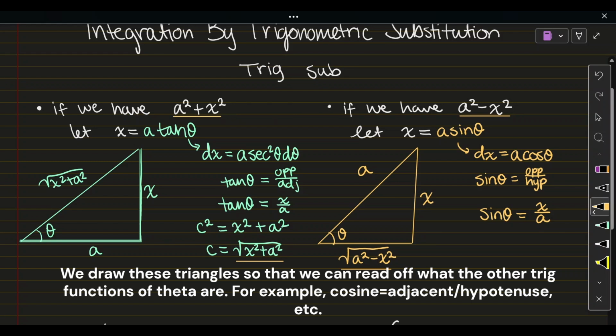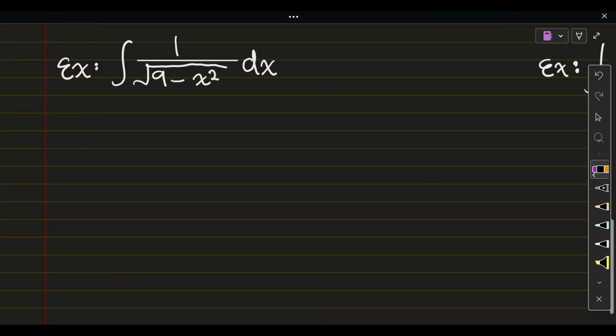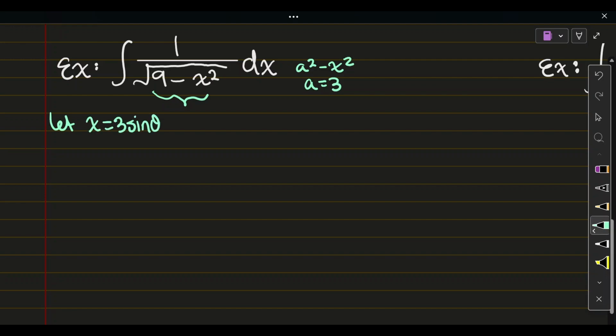So let's apply these facts to some integrals to see why trigonometric substitution is useful. Looking at this first example, I have the integral of 1 over the square root of 9 minus x squared. So what I have inside the square root, the radicand, looks like a squared minus x squared. And in this case, a would be 3. So I'm going to let x equal 3 sine theta. And I'll go ahead and say that this implies that dx is going to be 3 cosine theta d theta.